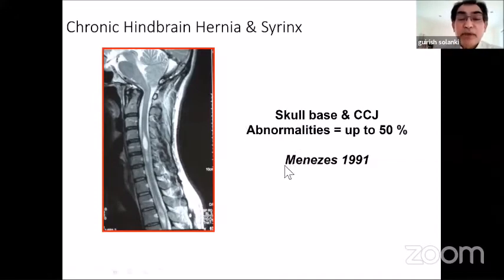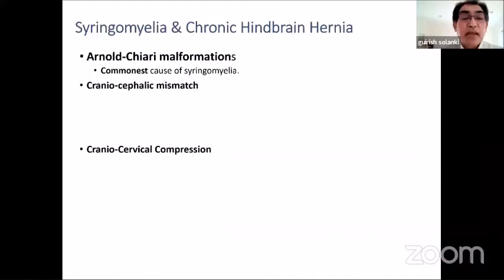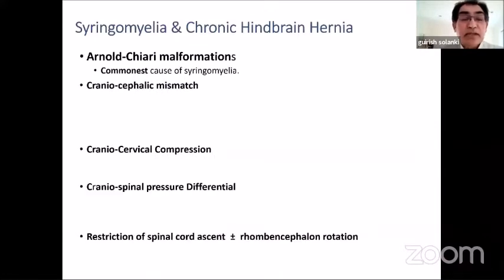And then Menezes pointed out that in these children, about 50% have craniocervical junction abnormalities. You can see here platybasia. The C1 is nearly at McRae's line, suggesting a degree of basilar invagination. And they, of course, although the Chiari is not very impressive, develop syringomyelia as a result of obstruction of CSF flow.